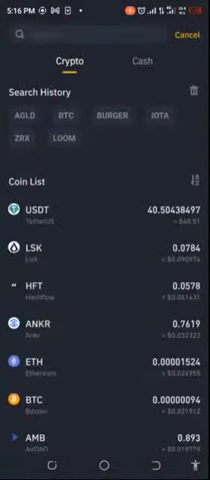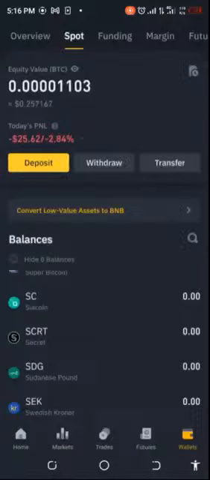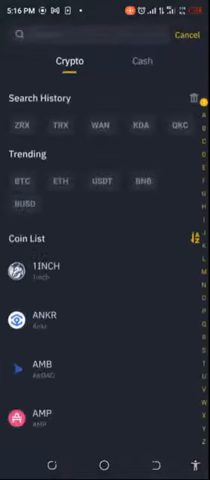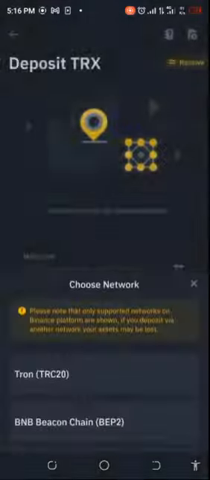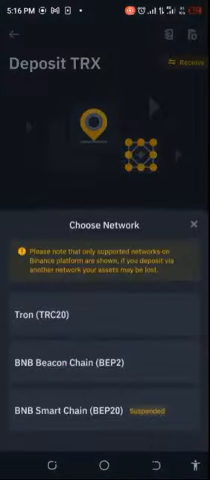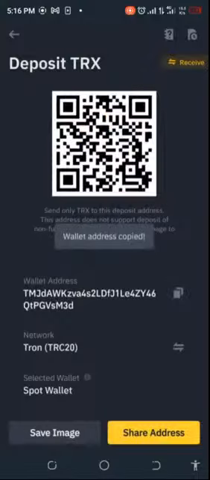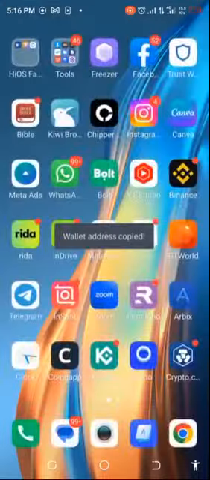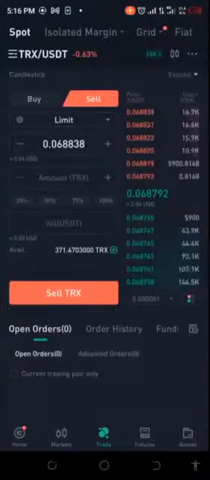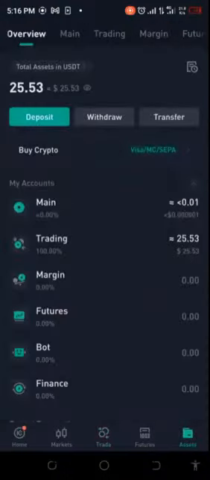No, not the, what did I just pick? No, what I wanted is deposit, okay? So we're just going to pick the deposit. We're depositing TRX. So we're putting in the Tron, that's TRC20. Okay, so let's just click on that and let's go over quickly to send it all over. All right, so that's what we're doing right now.